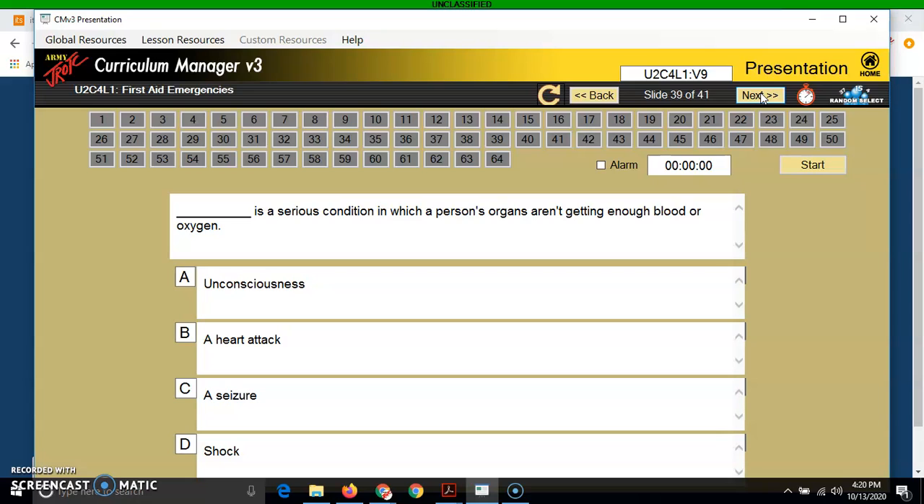Blank is a serious condition in which a person's organs aren't getting enough blood or oxygen, and that was in our readings also, and that is the definition of what shock is. Their organs aren't getting enough because they're in shock, and it starts affecting them, and you need to provide care.